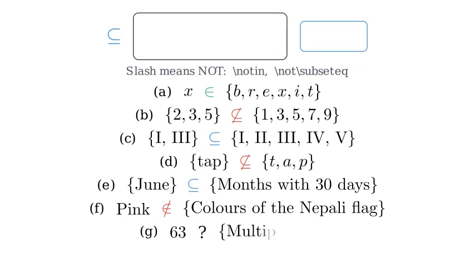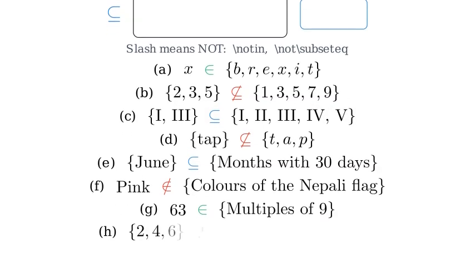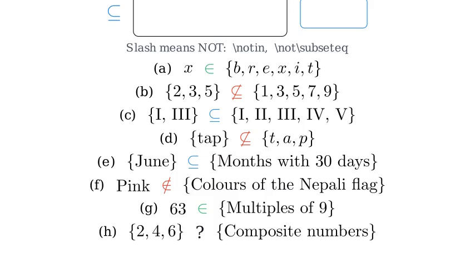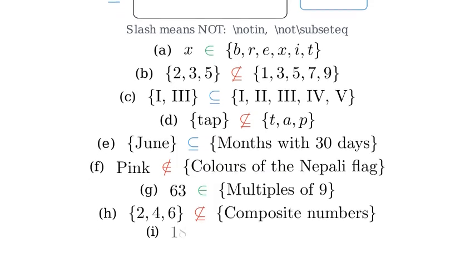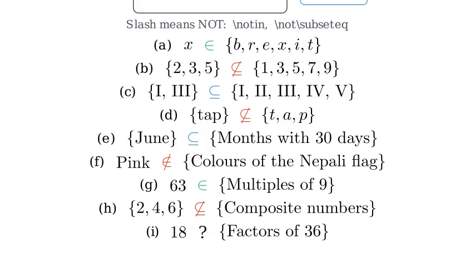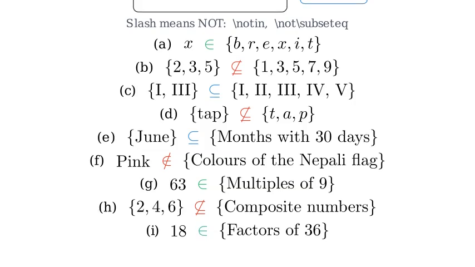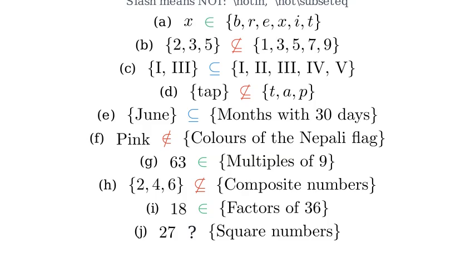Item G. 63 equals 9 times 7, so it is a multiple of 9. Element of. Item H. 2 is prime, while 4 and 6 are composite. Because not every element is composite, the set is not a subset of the composite numbers. Item I. 18 times 2 is 36, so 18 is a factor of 36. Element of. Item J. 27 is not a perfect square.